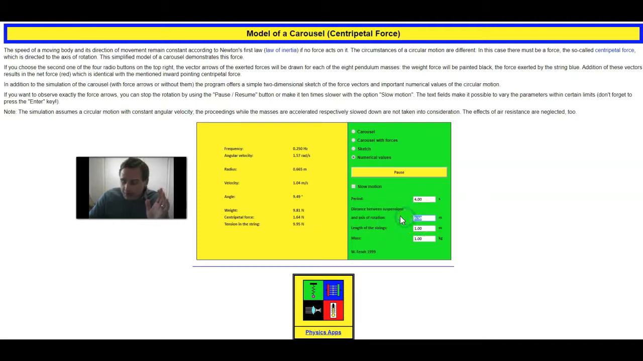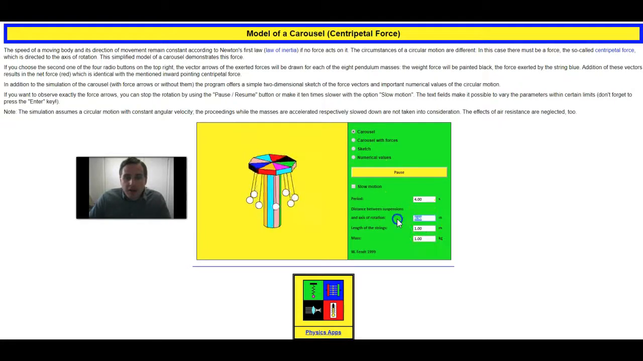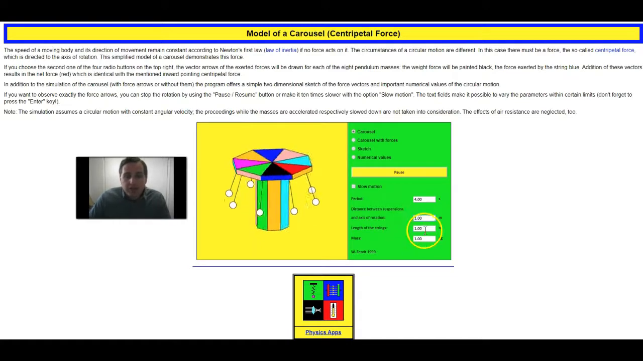And if you don't believe me, let me return to the 1.00 value. Notice these were our basis values of radius, velocity, that's tangential velocity, angle, weight, centripetal force, and tension in the string. When we go to 0.5, the distance between the suspensions and the axis of rotation, notice the things that I mentioned that do change, do indeed change here on the numbers. Okay, So let's go back to our basis of, again, 1 meter between the suspensions and the axis of rotation.